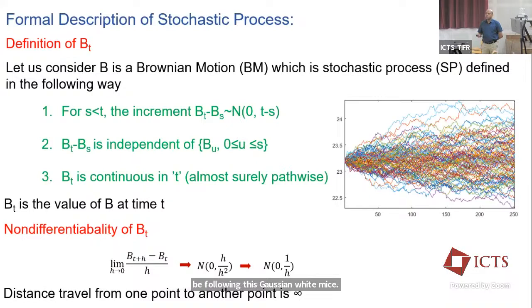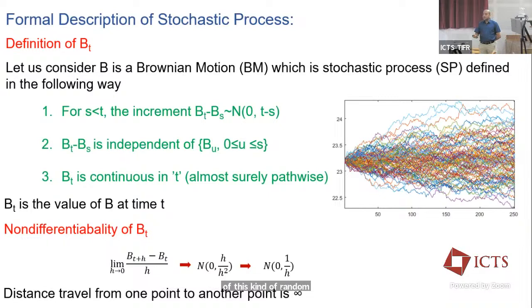And the increment will be this value, that would be the h, and in the denominator there is h, and it is actually entering into the variance, that means it will enter as h square. So ultimately you will be getting that the distribution function of this kind of random variable will be N(0, 1/h), with mean 0 and variance 1 by h.